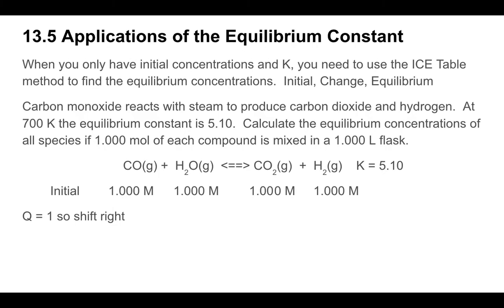Now, plugging those into the K expression, if everything plugged in is a 1, and we have 1 times 1 divided by 1 times 1, Q is 1. So you are not at equilibrium with these initial values. But you write your ICE table as initial, or I. You can use I, because everybody knows I means initial in this case. And you write 1 molar under each reactant and product. Since Q equals 1, we'll need to shift to the right to make more product.